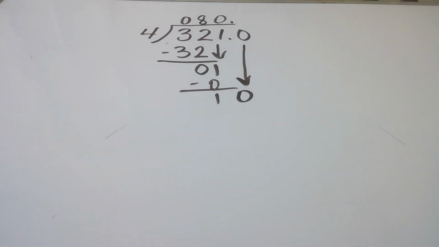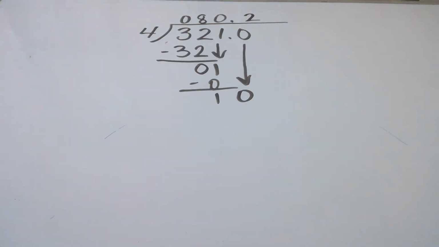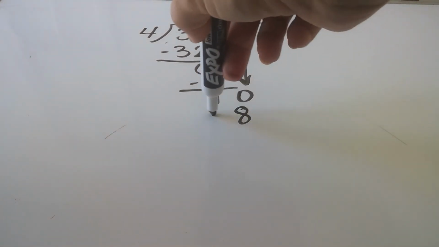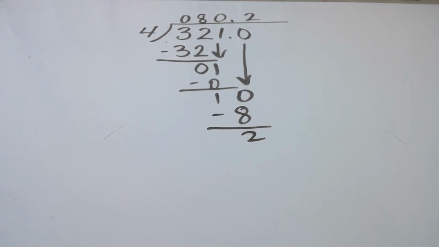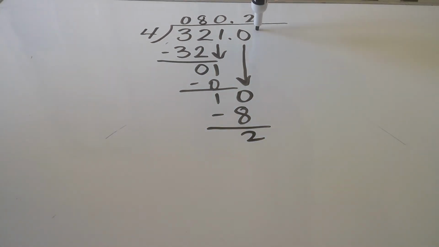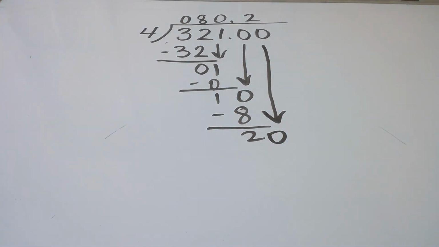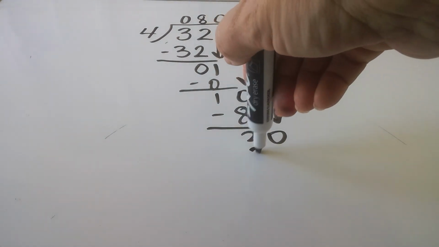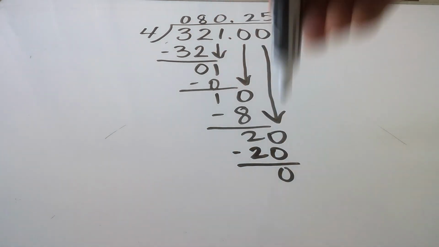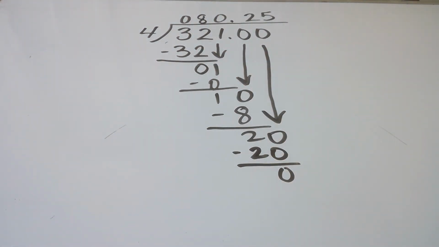4 goes into 10 how many times? 2. 2 times 4 is 8, with 2 left over. Remember, we should take our answer to 2 decimal places if possible. Drop another 0. 4 goes into 20 how many times? 5. 5 times 4 is 20. And it came out exactly even.